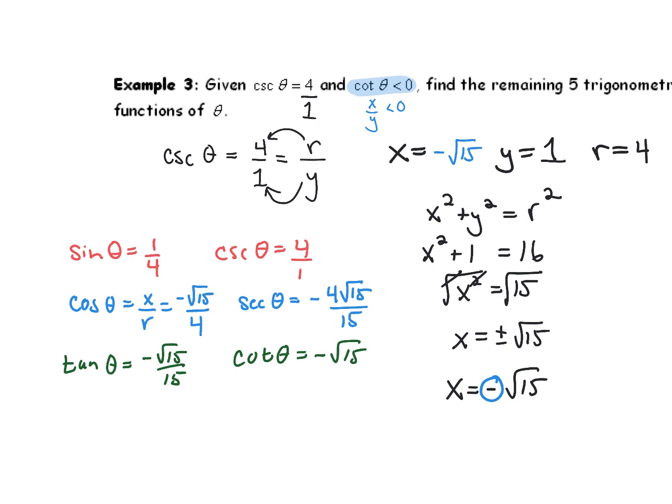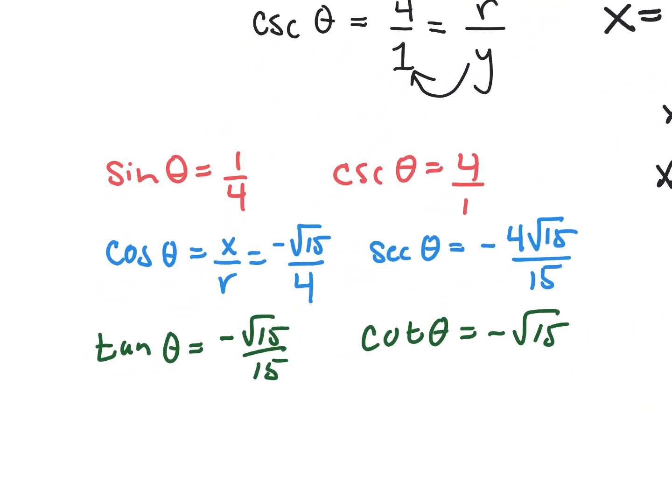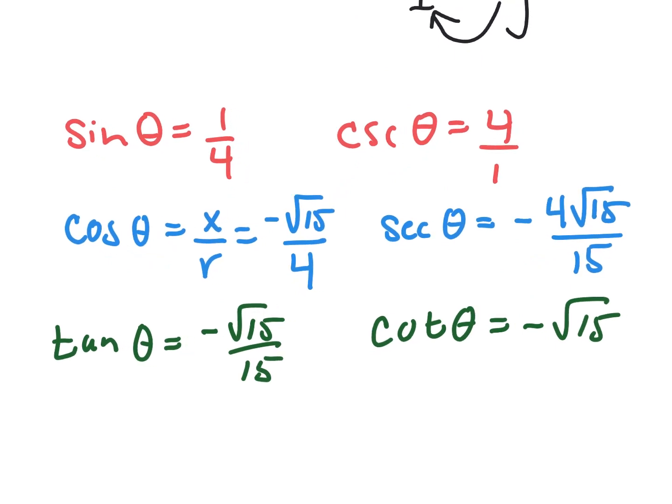Really zooming in on those 6 trig function values. So when you found x, you got negative square root of 15. So doing cosine, you're doing x over r. So it's negative square root of 15 over 4. And then if you flip that, you have to rationalize. So you got negative 4 root 15 over 15. Tangent's the square root of 15 over 15, but it has to be negative if you consider the constraint. And then cotangent had to be the negative square root of 15 too. So it actually works out. You do get a negative cotangent value like stated in the beginning of the problem.